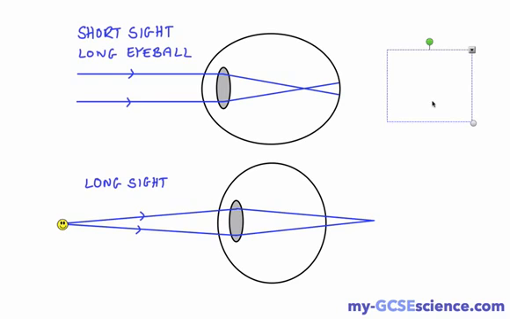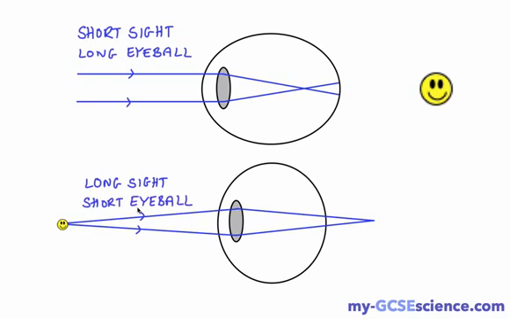So by the time the light rays get to the retina, the image is quite blurry. Similarly with long sight, this is when we have a short eyeball, and this results in the light rays coming from our object, but the image is focused somewhere behind the retina, and again not on the retina, so again you get a blurry image. So the key thing here is not to get confused with these descriptions. Short sight is a long eyeball, and long sight is a short eyeball.